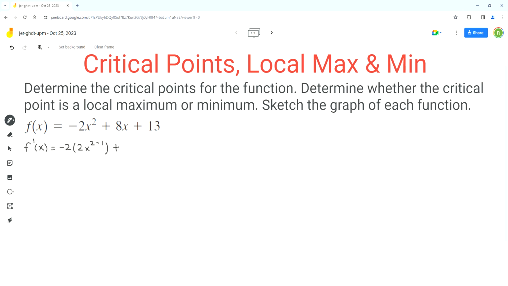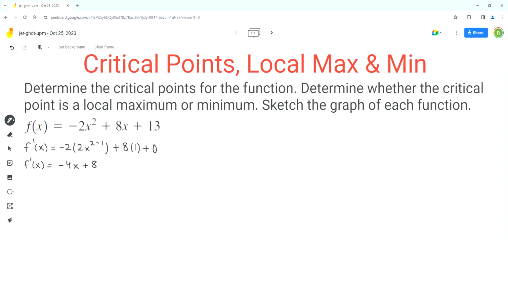Now in the second term, the 8 is the coefficient, so it will stay as it is, and the derivative of x is 1. And 13 is a constant, so its derivative is equal to 0. Now we can simplify this expression, so f prime of x equals negative 4x, since negative 2 times 2 is negative 4. The exponent of x is 1, but we don't write 1 as an exponent, and then plus 8 times 1, which is 8.